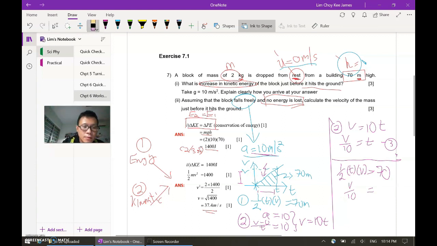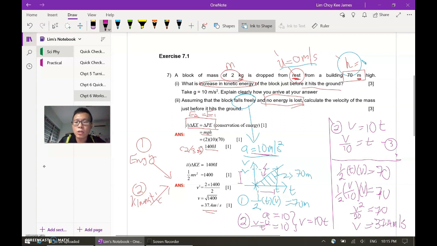And you'll find that you arrive at a simple equation of v squared over 2 times 10 over 20 equal to 70. Same as algebra, v squared over 20 equals 70. Now you solve for v directly. If you manipulate your math, you'll find that your v will end up with the same answer, which is 37.4 meters per second. Both methods arrive at the same answer.